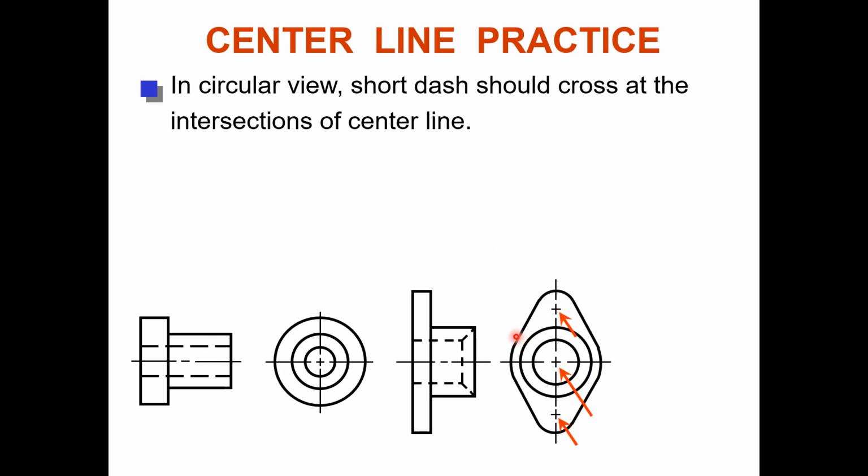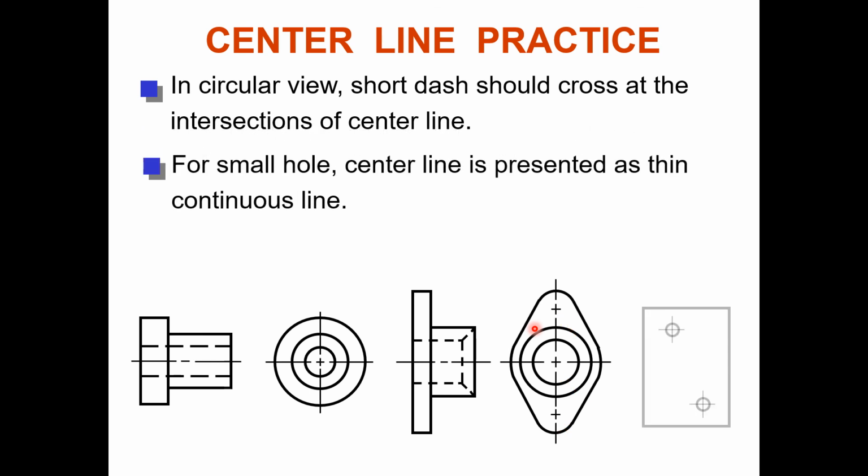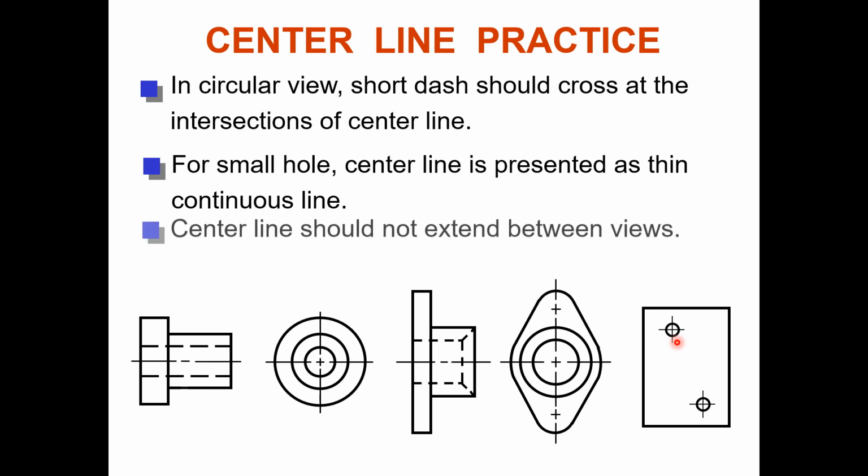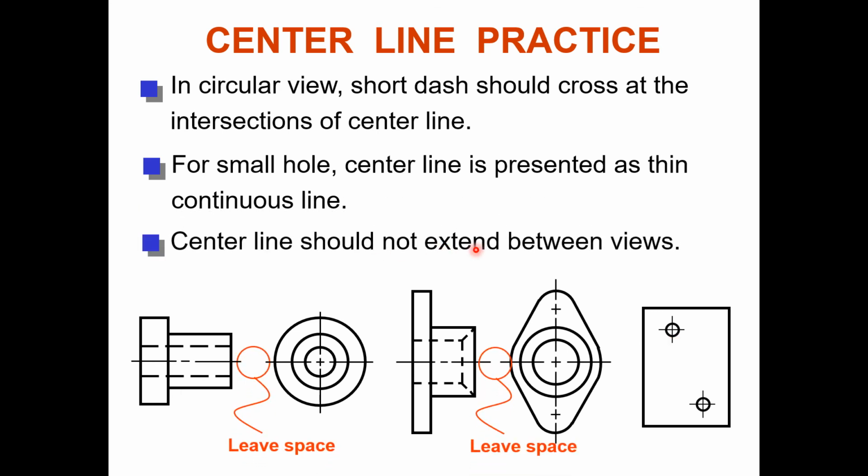Here is another object. For a small hole, the center line is presented as a thin continuous line. Okay, if we show the short dash at the center, that will be difficult to represent, so we just mark lines to cross, to make a cross. Center line should not extend between views, meaning if there is one view and another view, it does not mean you extend a long dash then short then long. You should leave a gap between the two drawings.